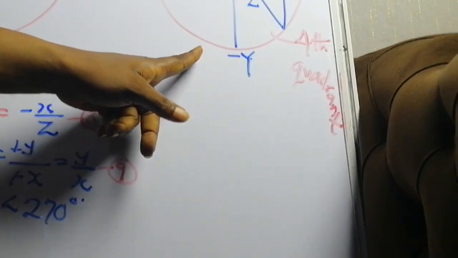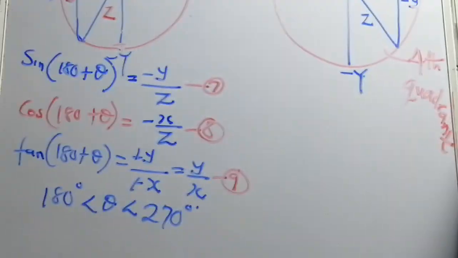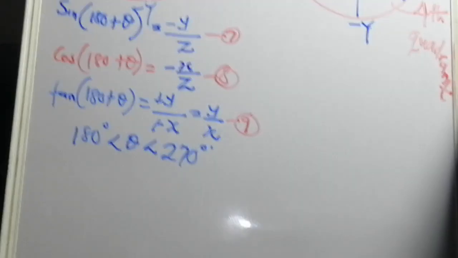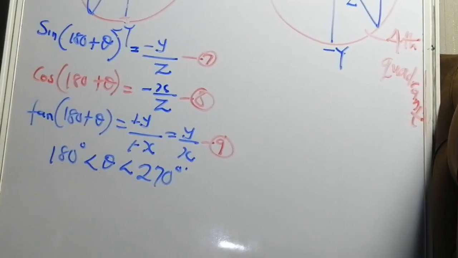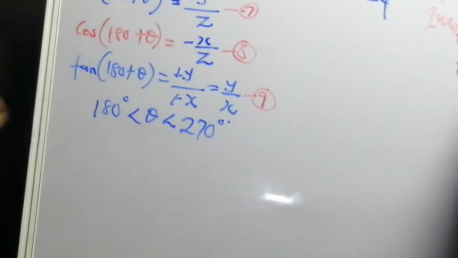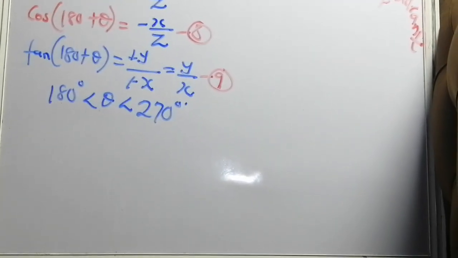Then we'll now move to the fourth quadrant. So just remember how this diagram is sketched, so that if you want to do any relationship, it will be easier for you to do it. Now for the fourth quadrant, what are we going to do? Look at this now.